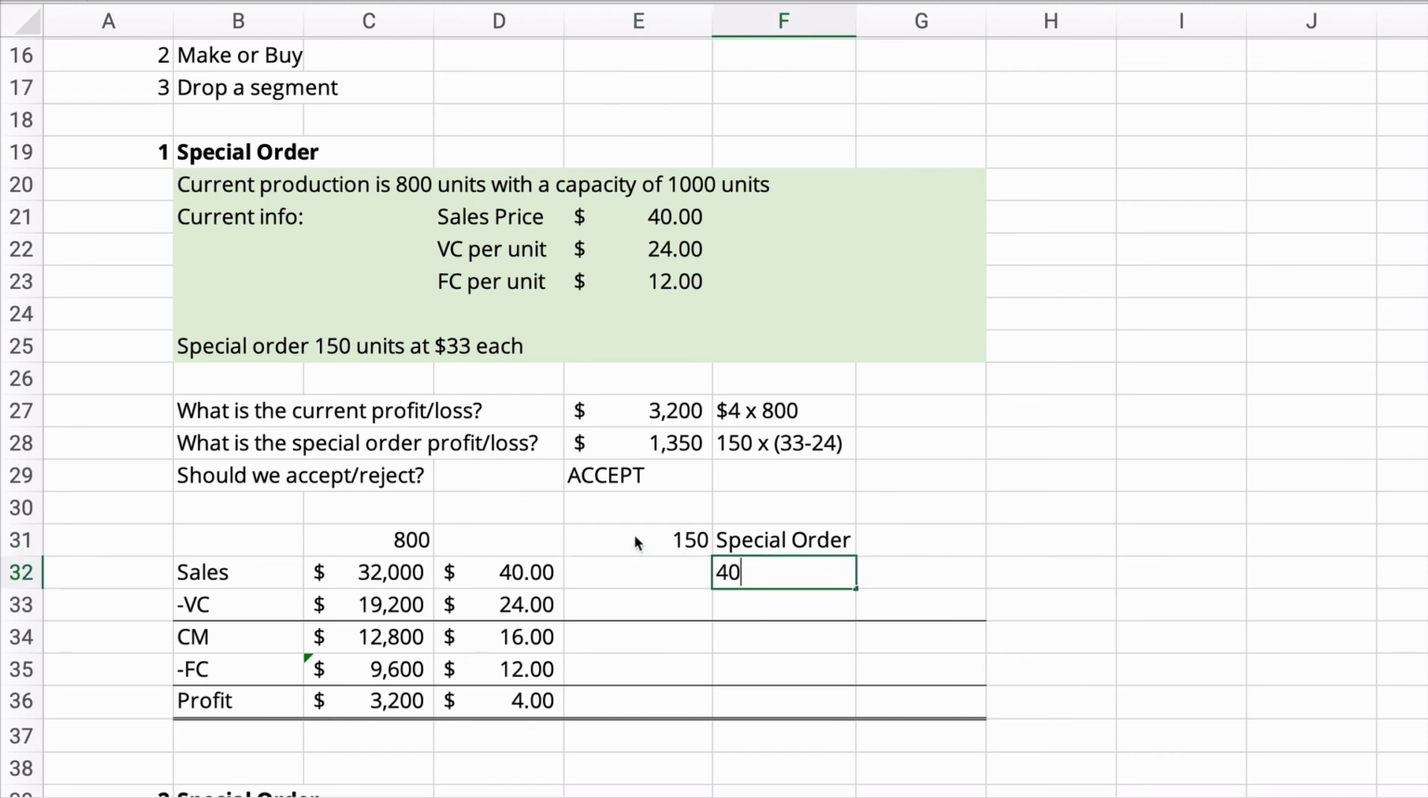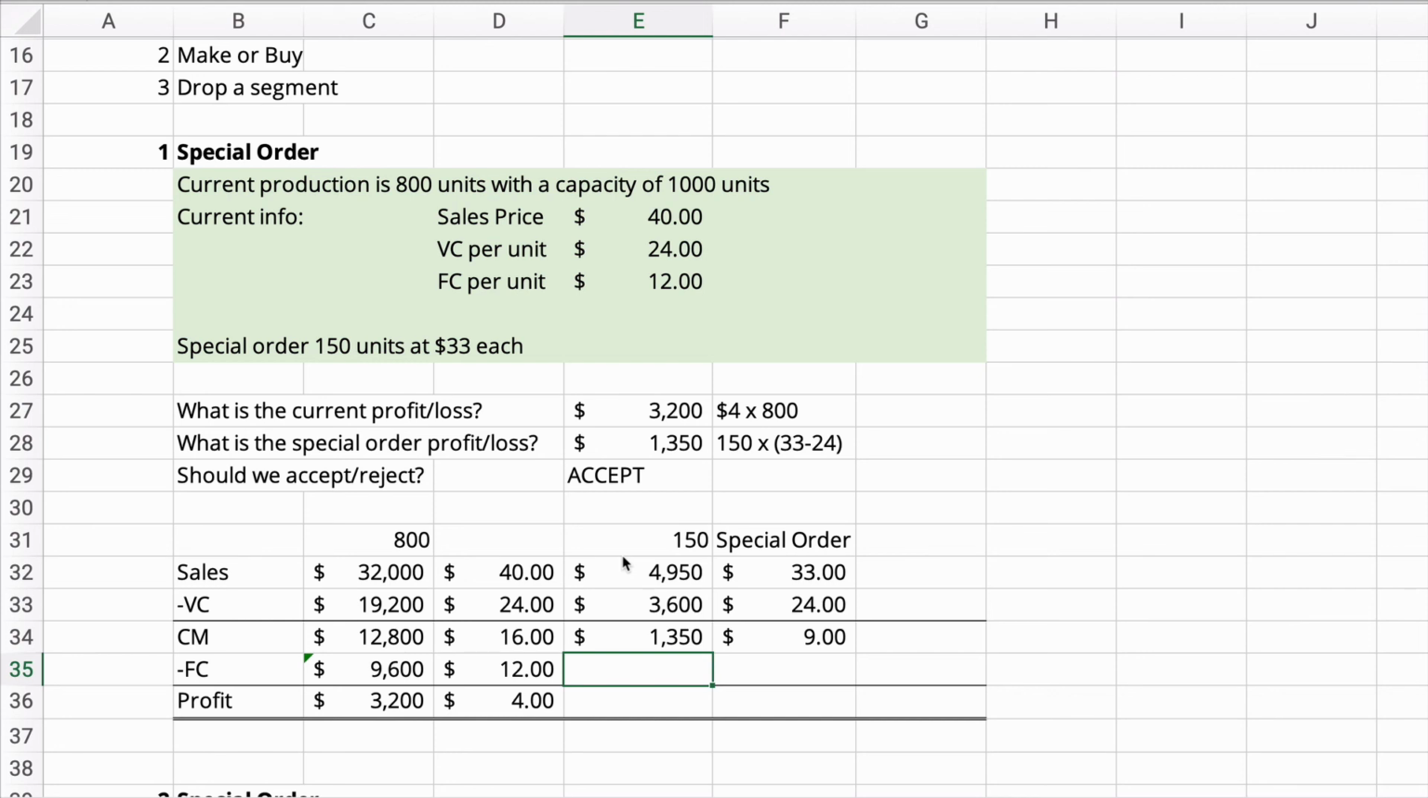How much is that going to cost? We're going to sell it for not 40, but 33, right? It's going to cost us 24, and we're going to make $9. So let's start with that. So we'll say 150 times 33. We're going to make sales of $4,950. Our variable cost is going to be 150 times the $24, so 3,600, and then we'll subtract out 4,950 minus the 3,600. Our contribution margin is 1,350.